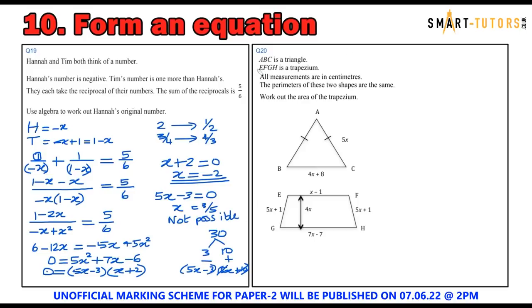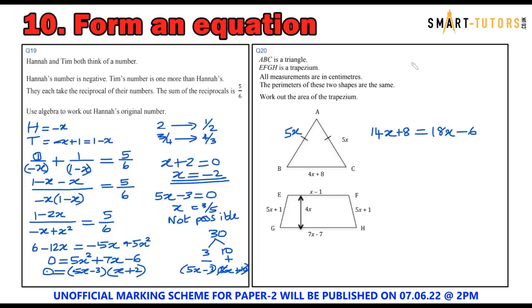Question number 20. ABC is a triangle and EFGH is a trapezium. All the measurements are in centimeters. The perimeters of the two shapes are the same. The perimeter, if you find the isosceles triangle, this is also 5x. Add all the x's, so 14x plus 8 is the perimeter for this one, equal to the perimeter for this one, which is 5x plus 5x is 10x, 17x, 18x, and 1 plus 1 is 2, 2 minus 1 is plus 1, and this is going to be minus 6.